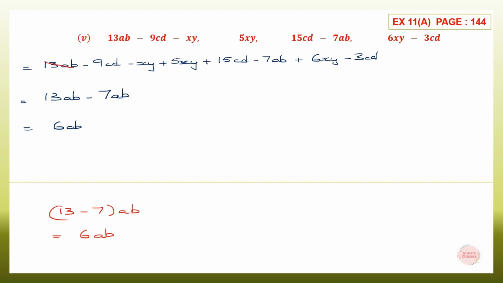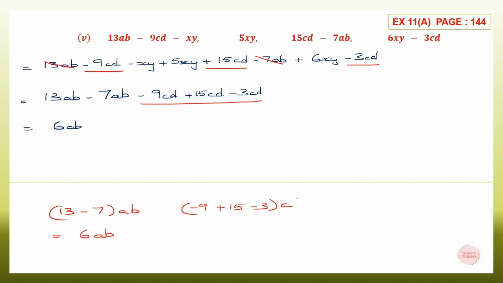So ab is over. Now let's go on to cd. Minus 9cd plus 15cd and minus 3cd. So let's write that down. Minus 9 plus 15 and minus 3. So these are all cd. Let's write that down, only the numbers: minus 9 plus 15 minus 3. We are looking at only this, and all this is cd.